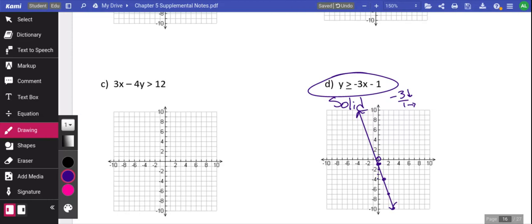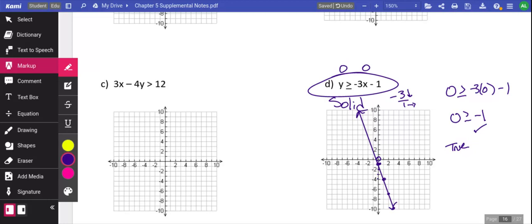Okay, so I'm going to just plug in 0, 0. Okay, 0 for y, 0 for x. So I'm going to see, is 0 greater than or equal to -3 times 0 minus 1? Again, this is why we use 0. So is 0 greater than or equal to -1? 0 is greater than a negative number, so yes, it's true. And so I'm going to shade the part that includes 0, 0.